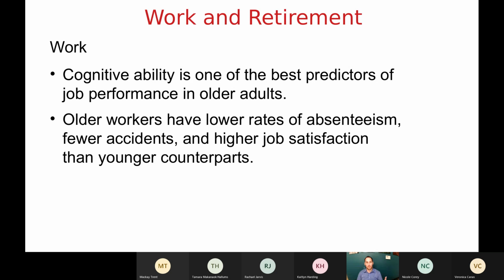So let's say you're checking out at a grocery store. It's possible someone's finding purpose in that, but I suspect a lot of older adults who are doing that job are just doing that for the money because they need that. So I do wonder if these results would apply there. But they do have lower rates of absenteeism and fewer accidents. I do wonder about that job satisfaction piece.